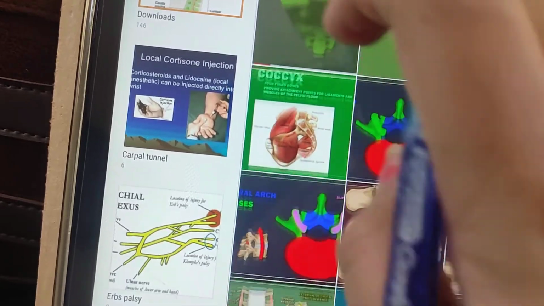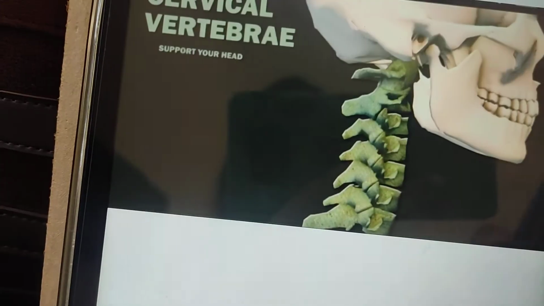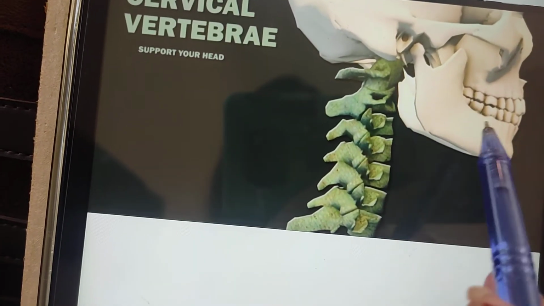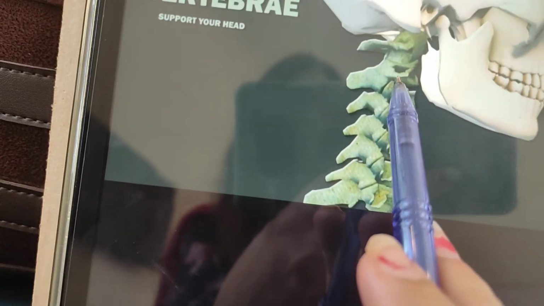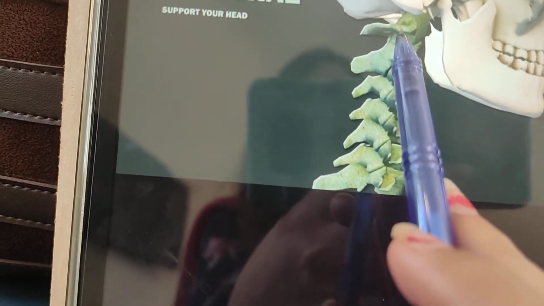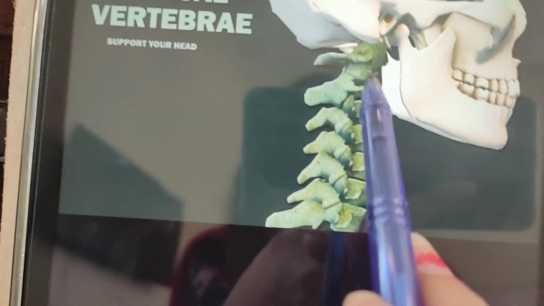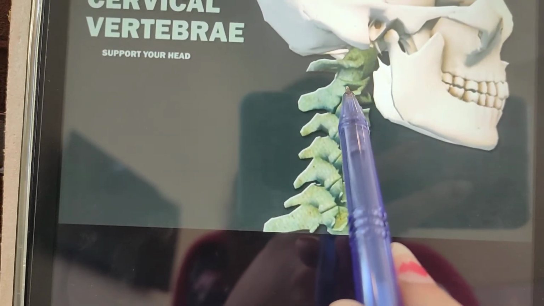First we have the cervical vertebrae. Cervical vertebrae are 7 in number. The first 2 cervical vertebrae are different from the other 5 vertebrae. These vertebrae support the head. Mainly the first 2 provide the flexion and extension of the neck.